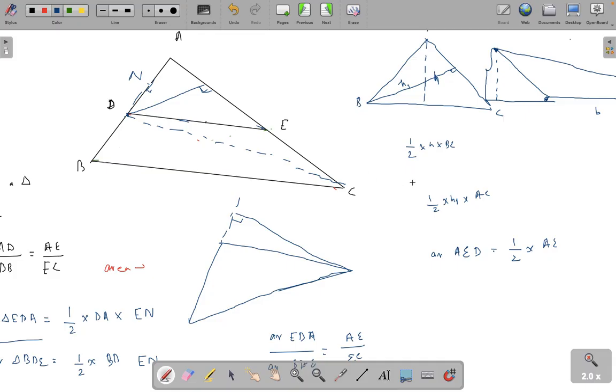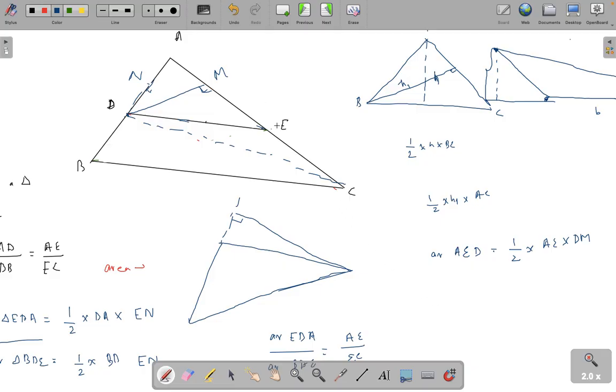Okay. So we have to calculate area of triangle AED, right? So this was AED. So we drew a perpendicular. Because we already named it N, we'll name it M, right? So half times AE times DM, right? So this is the area of triangle AED.